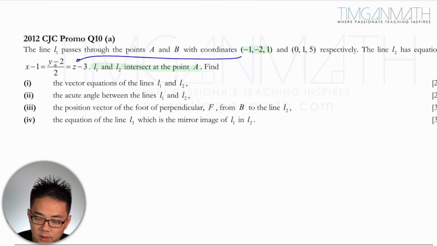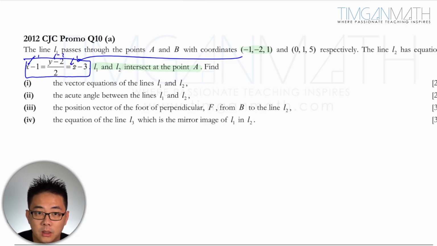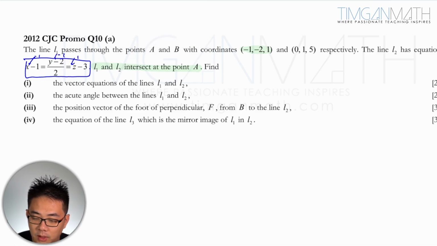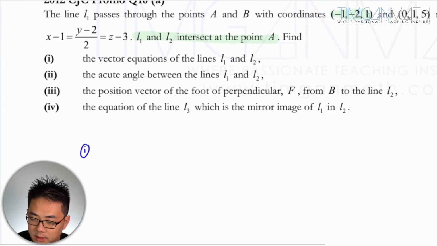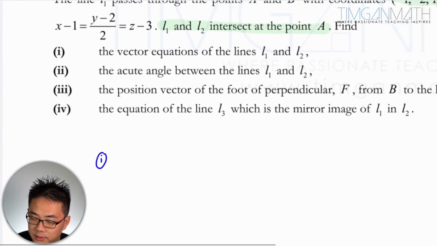So you can just sub into this Cartesian equation here. It satisfies this Cartesian equation when you sub x equals -1, y equals -2, and z equals 1. Okay, so this is line 2. For line 1, it's just a very quick check. Just know how to use the line equation. That's about it. I think the vector line equation for line 1 is quite fast. Line 2 is given.